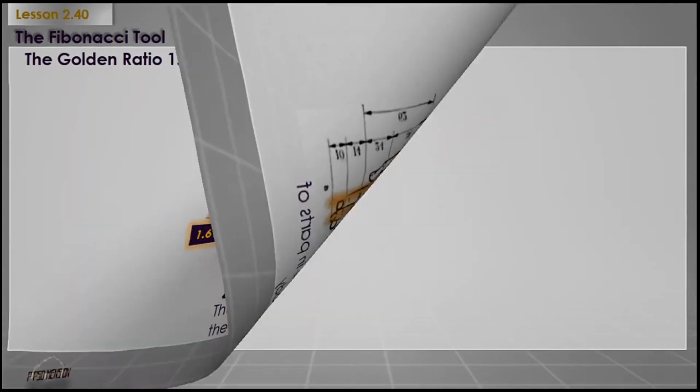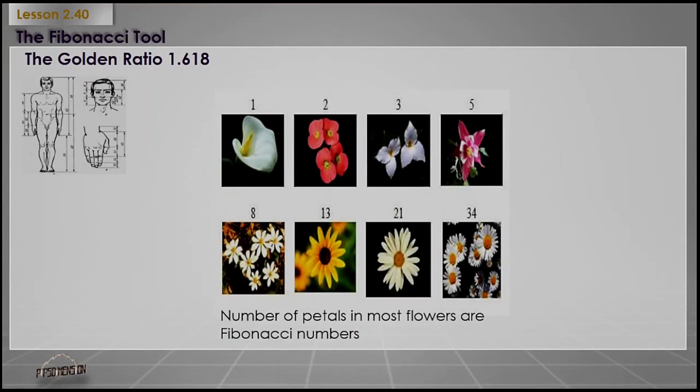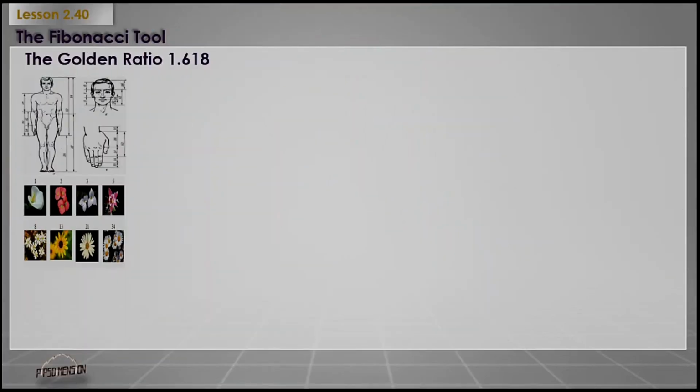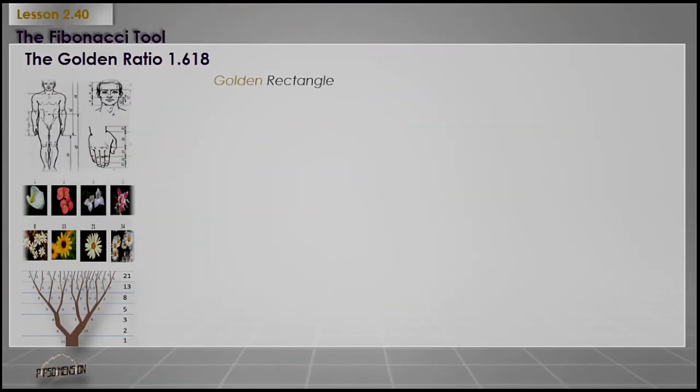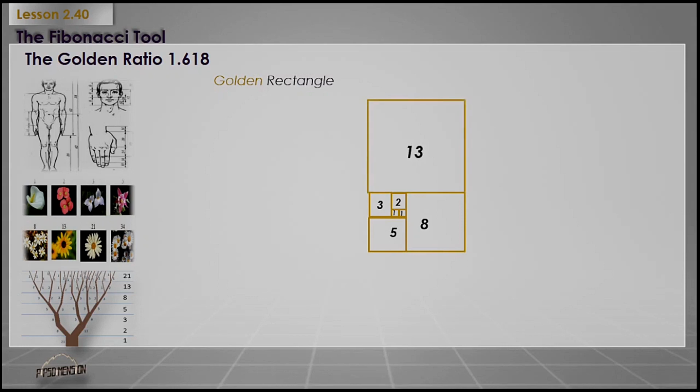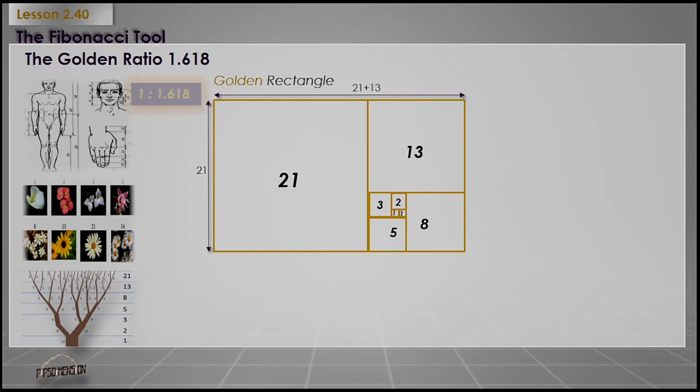Not only in humans, the number of petals in most flowers are Fibonacci numbers. When you look at how the stem of a tree separates into branches, most of them are in the Fibonacci sequence of numbers. Now, this Fibonacci sequence can be used to construct what we call the golden rectangle. You draw squares using the Fibonacci sequence of numbers as the dimensions, and you make sure that these squares are attached together. After, you find out that the length and the breadth of the resultant rectangle is in the golden ratio.